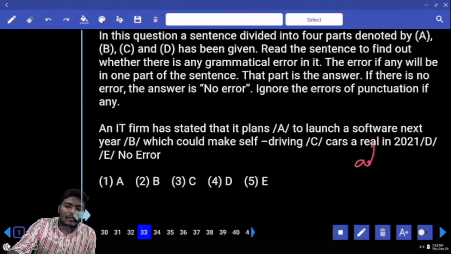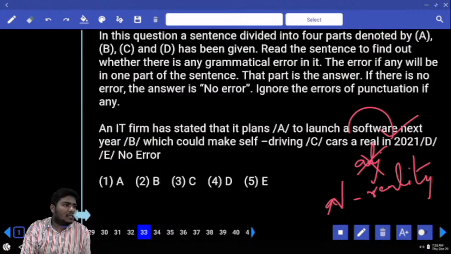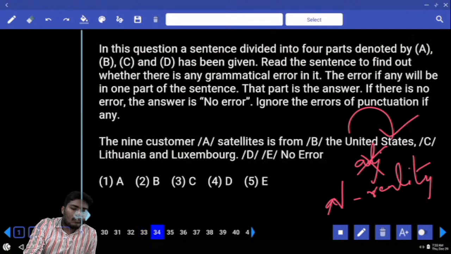Real is something which is an adjective. We cannot use an adjective here. We have to go for the noun form. What is the noun form? A reality. They want to make it a reality in 2021. Move to 34.